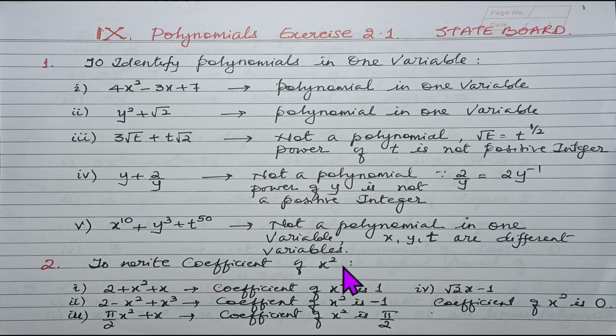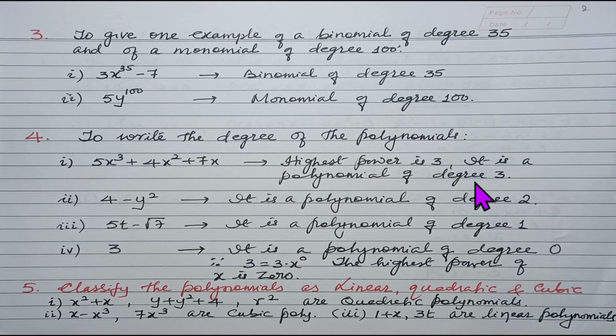Now to write the coefficient of x square. In the first example, 2 plus x square plus x, the coefficient of x square is 1. In the second example, the coefficient of x square is minus 1. And in the third example, the coefficient of x square is pi by 2. The fourth example, root 2x minus 1, the coefficient of x square is 0 because there is no x square term here. Therefore, the coefficient of x square is 0.